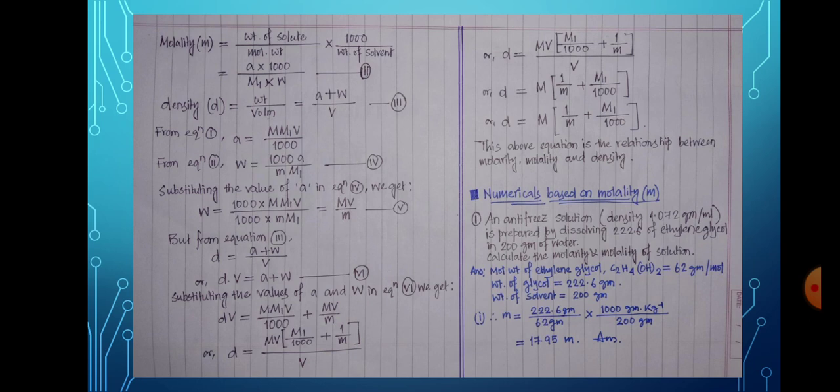Here molecular weight of ethylene glycol is 62 gram per mole because the molecular formula of ethylene glycol is C2H4(OH)2. And weight of glycol is already given, this is 222.6 gram. Weight of solvent given is 200 gram. Therefore molality equals 222.6 by 62 into 1000 by 200, that equals 17.95 molal solution.